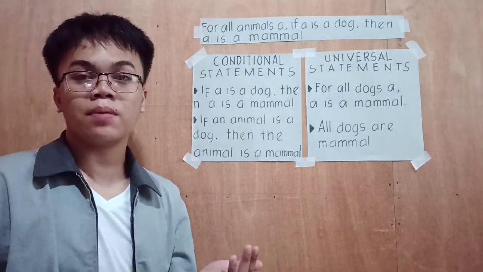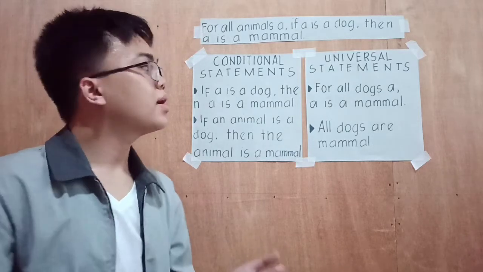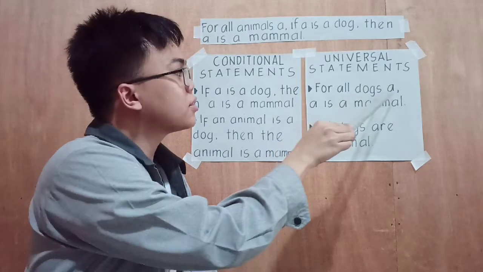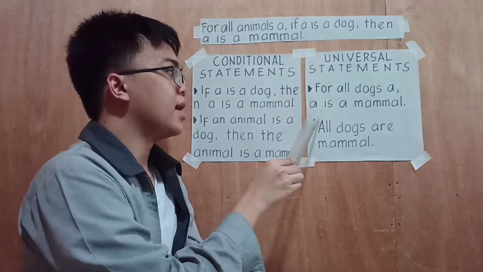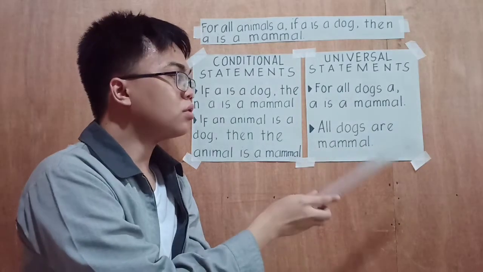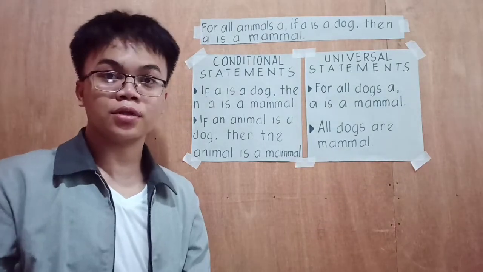Pero if gusto mo naman na maging pure siyang universal statement, pwede naman ganito. For all dogs A is a mammal. Or all dogs are mammals.